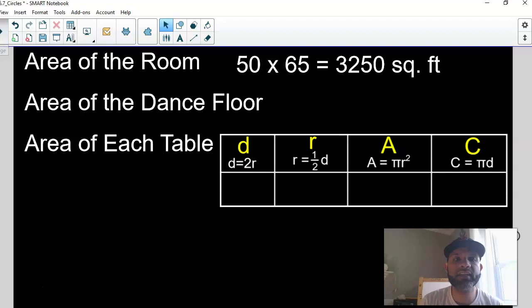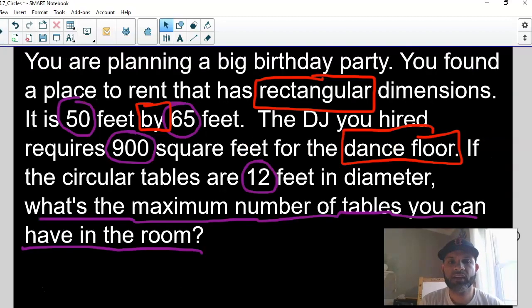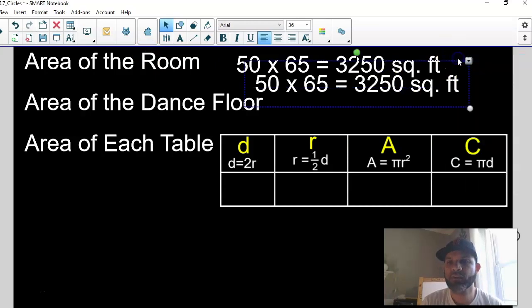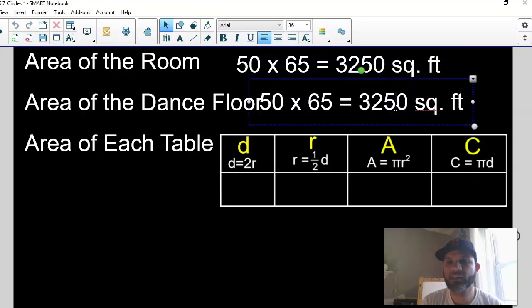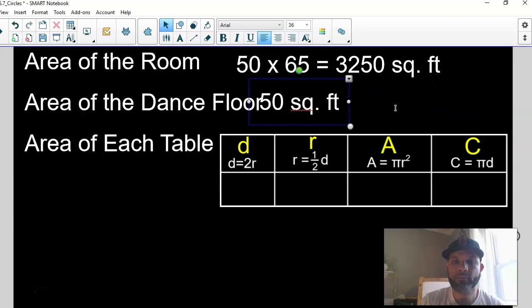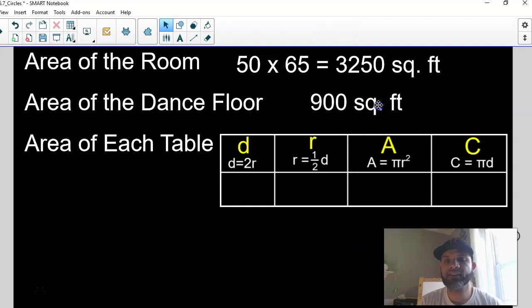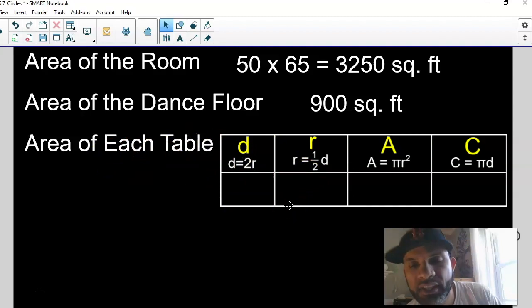All right, area of the dance floor. The DJ needs a part of that dance floor. So the dance floor, they gave it to us. It's 900 square feet. So that's space that we lose. Okay, so we got the area of the room, 3,250 square feet. The dance floor, we're going to lose 900, and then we got to think about what is the area that each table is going to take up?